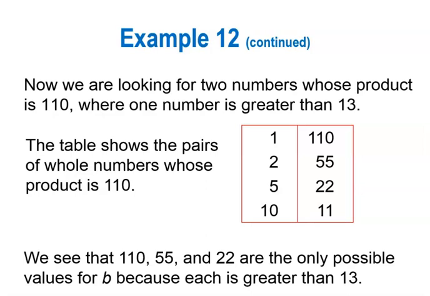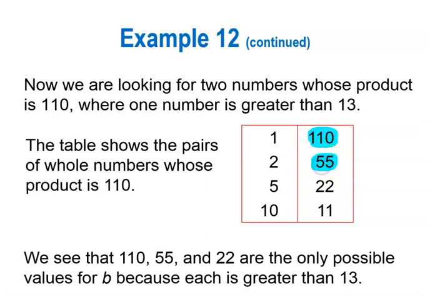So does 2 times 55. So does 5 times 22. And finally, so does 10 times 11. But remember the restriction on B. B has to be bigger than 13 because the remainder was 13. So that means 110 could be a possibility.